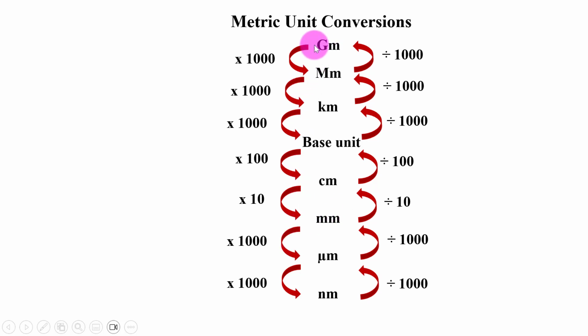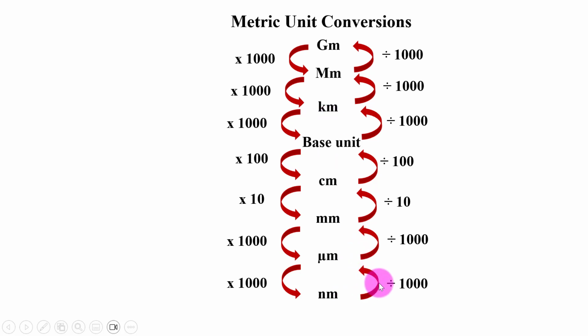You will notice that as you move from a larger unit down to a smaller unit, you get a larger number for your answer. So if I started with 5.2 gigameters and converted to kilometers, going from a larger unit down to a smaller unit, my answer gets larger because it became 5.2 times 10 to the 6th kilometers.